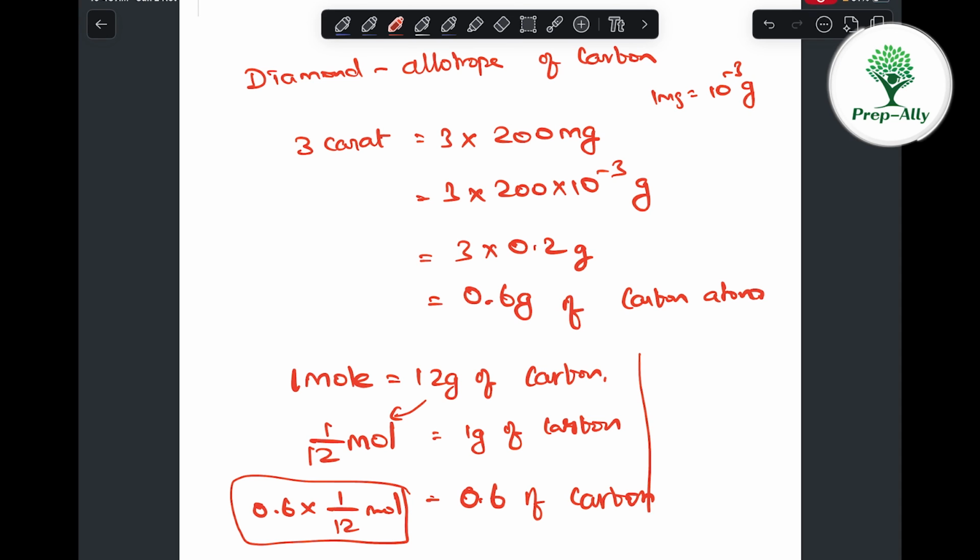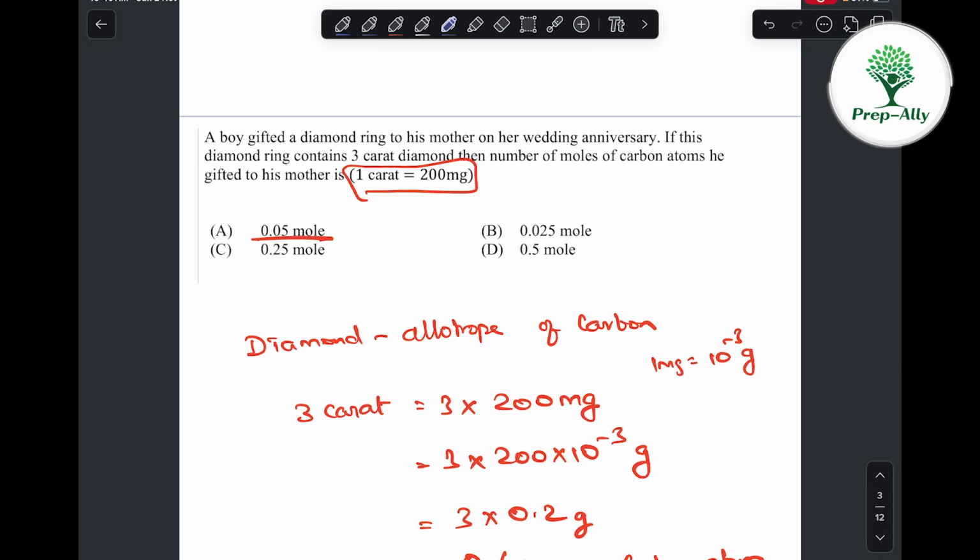Or if you want it really simple, without doing this, you can go for moles is equal to given mass by molar mass. Directly you can do it, right? So given mass is 0.6 gram divided by the molar mass, which is 12 for carbon. So gram will get cancelled, you will get the mole. So in both the cases, the answer is going to be 0.05 mole. So the answer is going to be A.